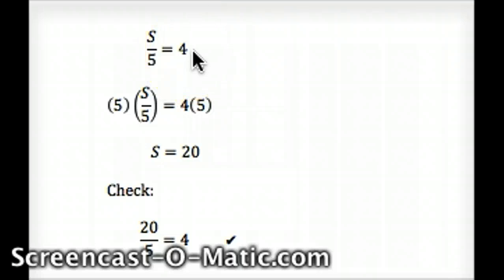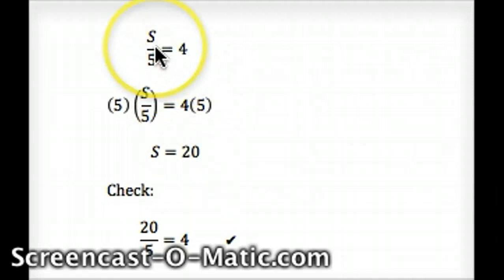Now that I have set up the equation, what do I need to do? I have to solve the equation for s. When you solve an equation for a variable, at the end you will have the variable on one side of the equation by itself and a number on the other side. So our goal is to get that variable by itself.